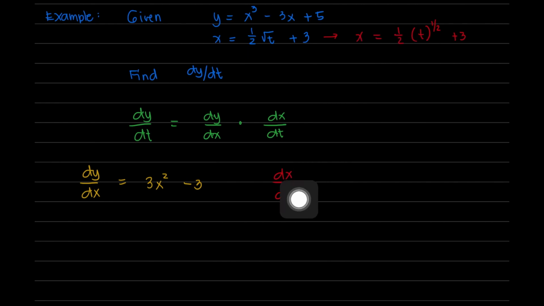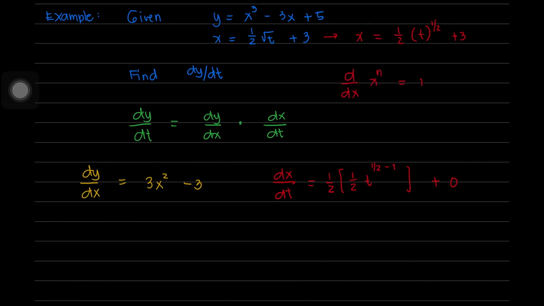So the derivative of x with respect to t would be equal to 1/2 multiplied by 1/2 t raised to negative 1/2, or that is 1/2 minus 1, plus the derivative of a constant that is equal to 0, right? So if we're going to recall the formula for x raised to n, the derivative of x raised to n is equal to n x raised to n minus 1 d of x, or the derivative of x with respect to x, or this is the general power formula, right?